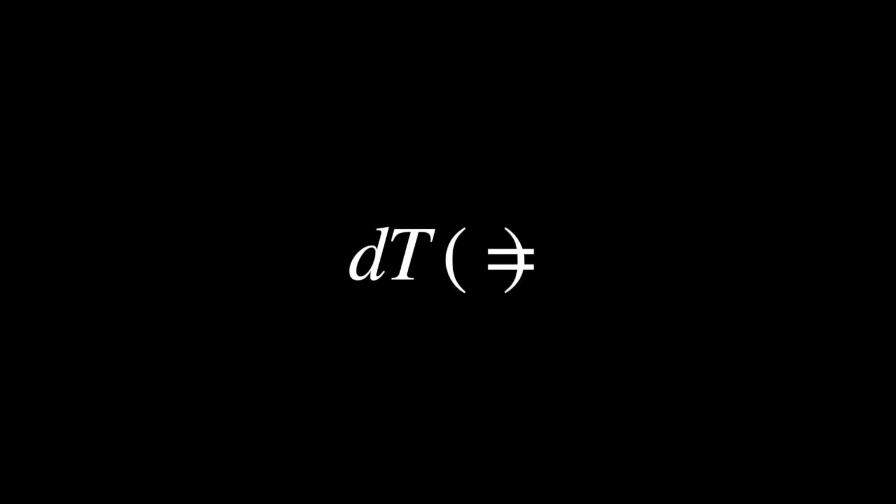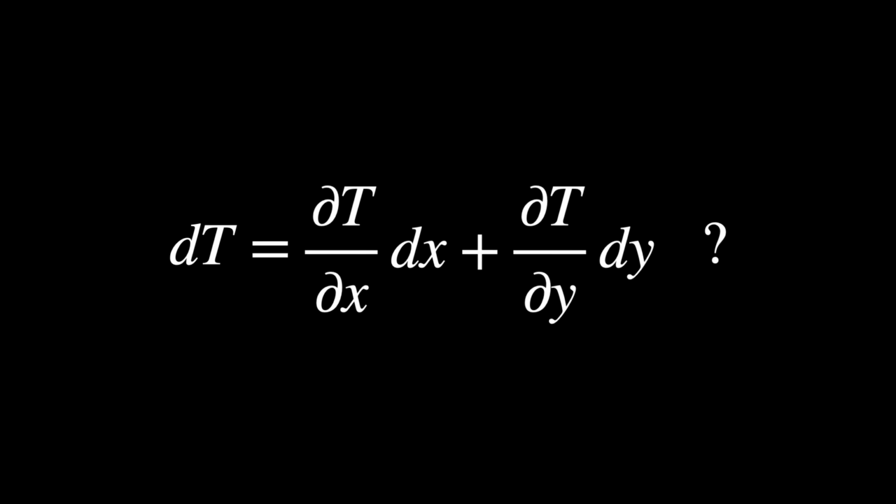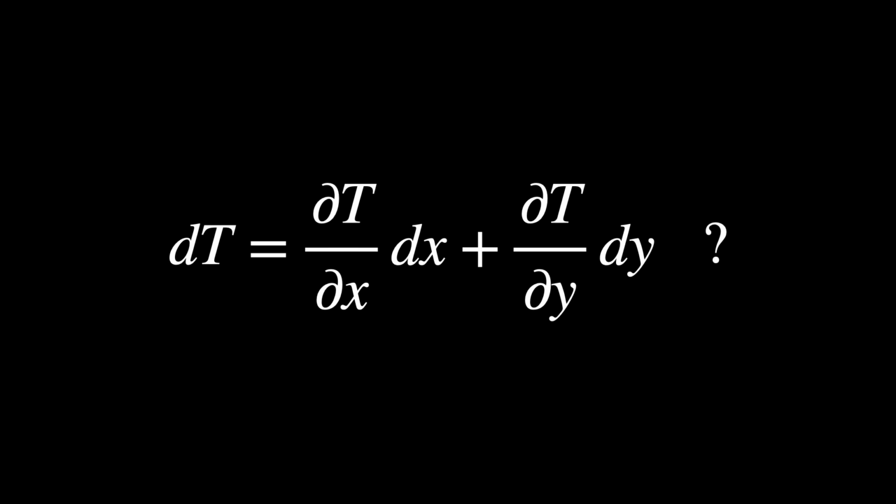So the question is, what does dt look like before acting on the vector v? Well, what about this? It turns out that this expression for the one form dt works perfectly.